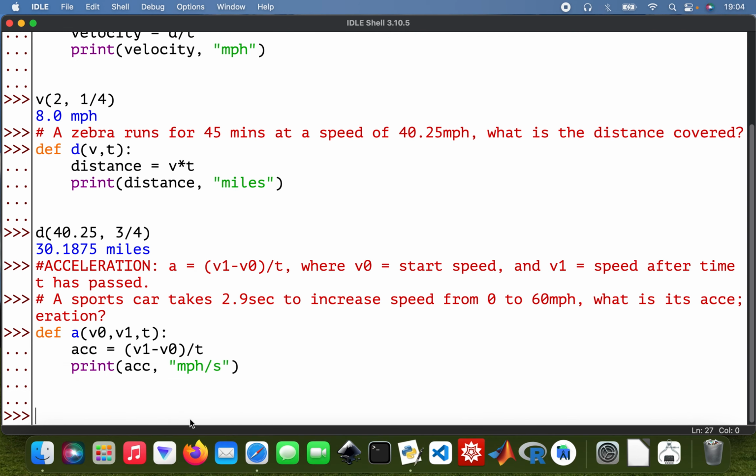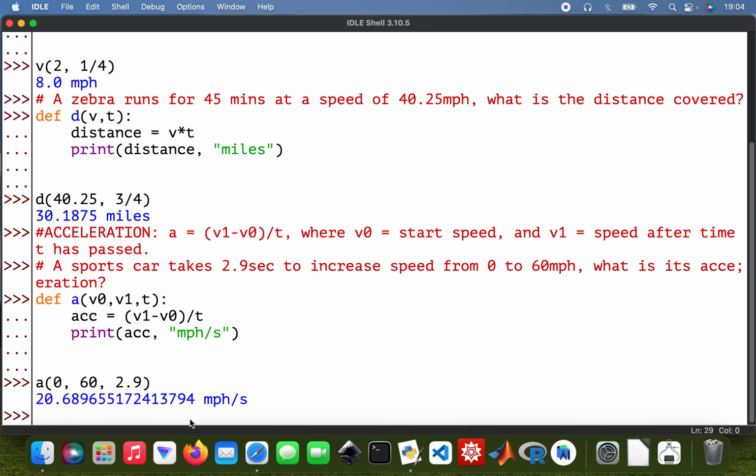So solving that, so a, then obviously v0 is going to be 0, and then 60 miles per hour is the speed after time t has passed, and then my time is 2.9 seconds. So there we are. Okay, cool.